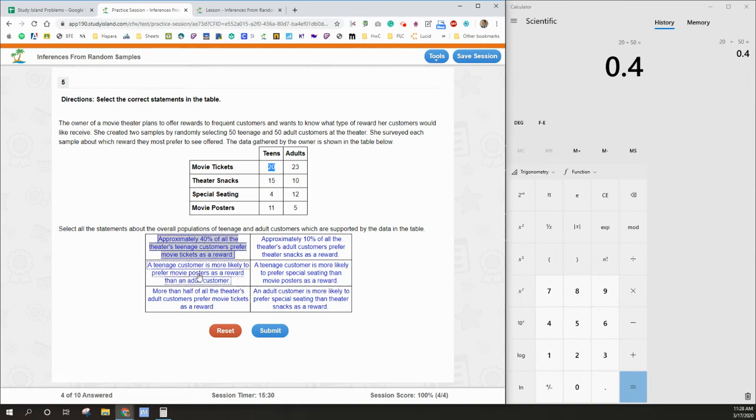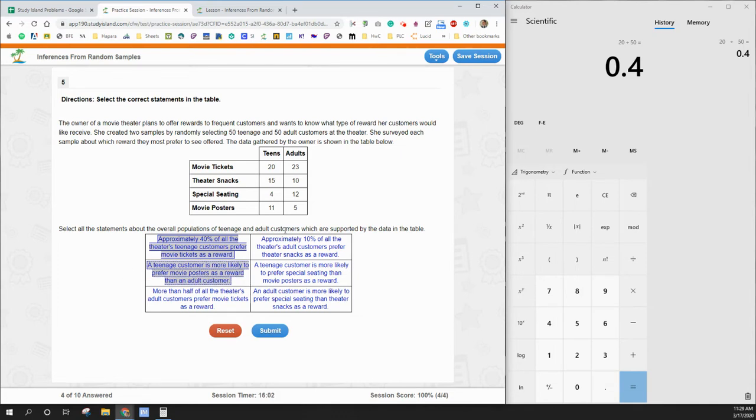Next, a teenage customer is more likely to prefer movie posters as a reward than an adult customer. So let's take a look at that. How many of the teenagers preferred a movie poster? 11. How many of the adults preferred a movie poster? Only 5. Since there were 50 teens and 50 adults sampled, we can just look at which number is higher. And the number of teens that wanted a movie poster is higher than the number of adults. So a teenage customer is definitely more likely to prefer a movie poster as a reward than an adult customer.